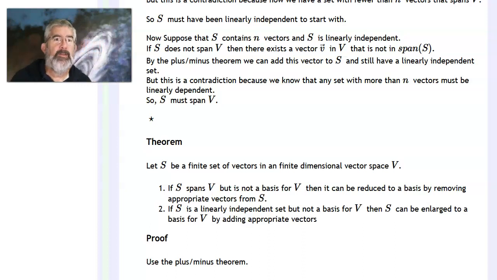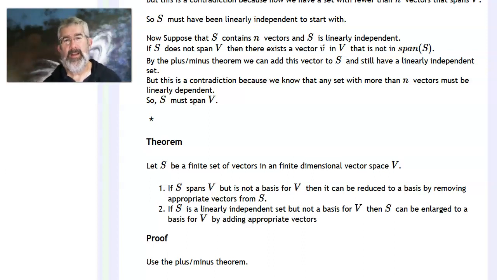And then you say, well, is this new thing a basis? Well, if it's not a basis, it has the same span it did before, so it still spans all of V, and so it must be linearly dependent still. So there must be another element in there that's a linear combination of the others. Throw it away. It doesn't change the span by the plus-minus theorem. Right? And so you keep doing this until when, right?